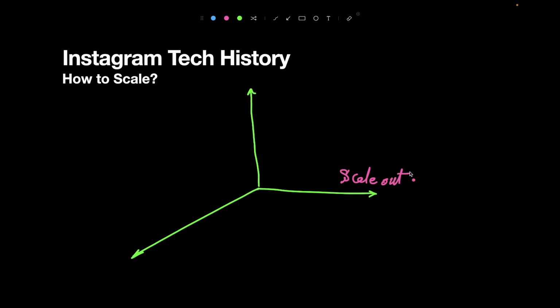Now let's talk about how Instagram's engineers are scaling it on a daily basis. First, let's see what scaling means from their perspective. We can think of scaling as a three-dimensional quantity. The first dimension is scaling out, how we should scale out our platform. The second dimension is scaling up. And finally, how we should scale our dev team.